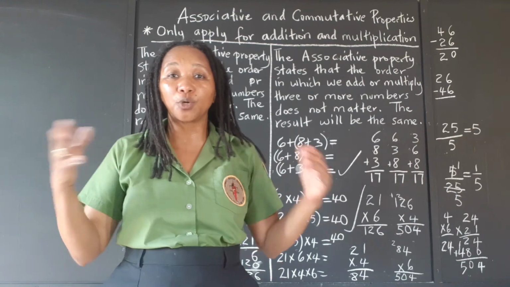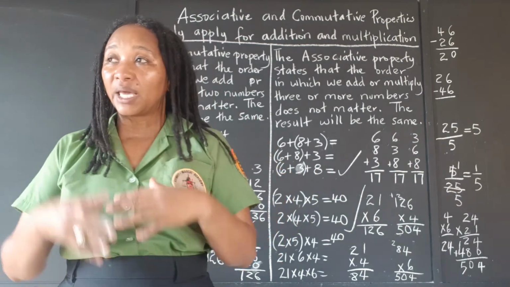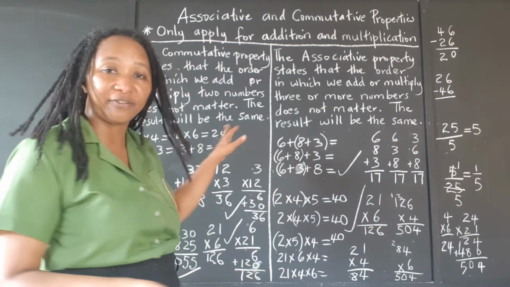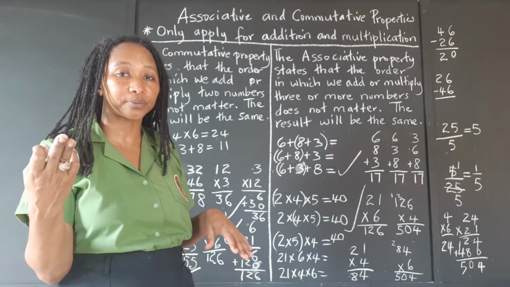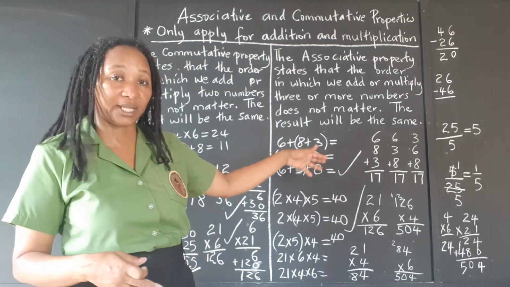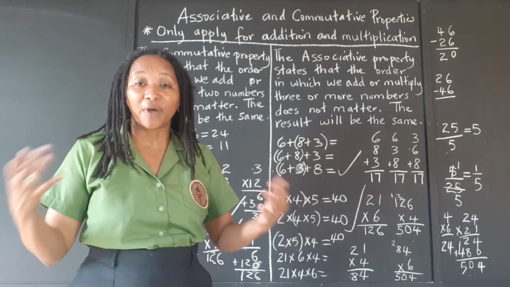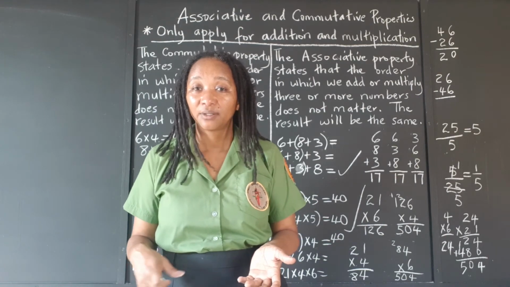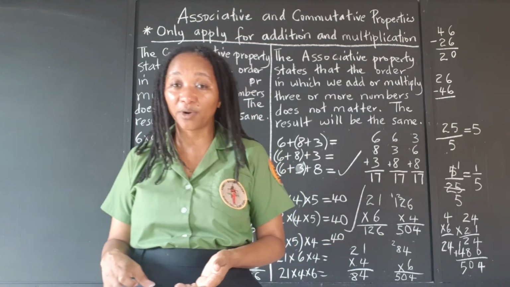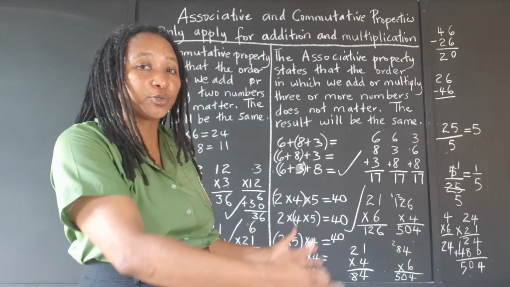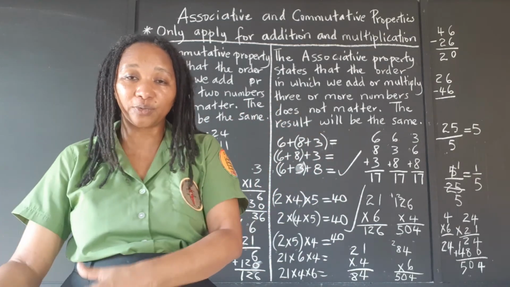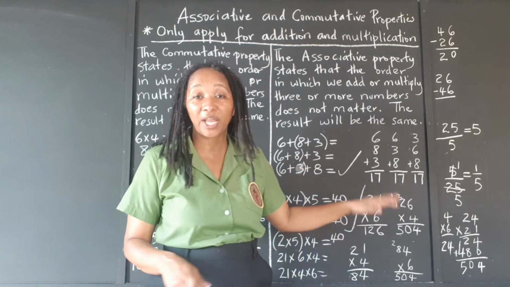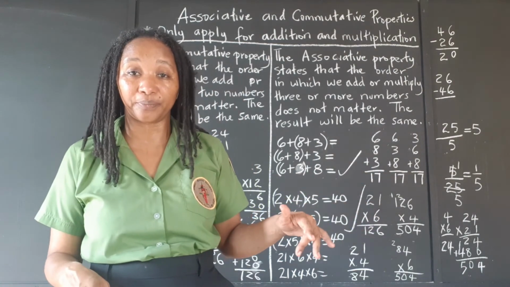And I want you to go and check. Gather up some numbers for the commutative, just use 2. For the associative, 3 or more. Try adding them, switch them around, multiply them, switch them around. Do these 2 first, then the other, these 2 first, then the other. Check for yourself and see if you end up with the same answer.